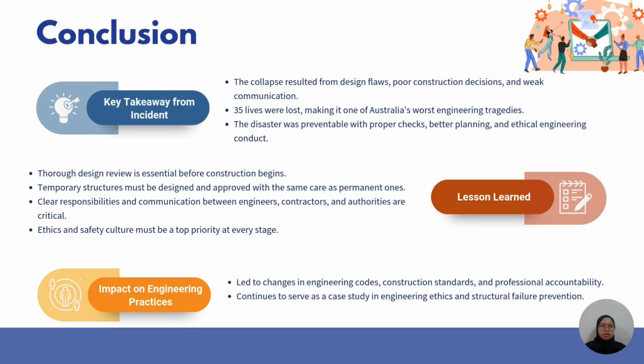In conclusion, the incident happened due to design error, poor decisions and weak communication, which cost 35 lives. This could have been prevented with better planning, proper checks and strong ethical conduct. We have learned that design review, clear rules and safe construction methods are essential. Ethics and safety must always come first. This tragedy led to important changes in engineering code and continues to be a powerful case study in engineering ethics and structural safety.